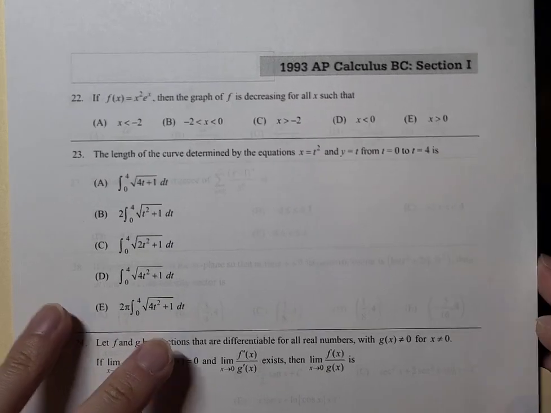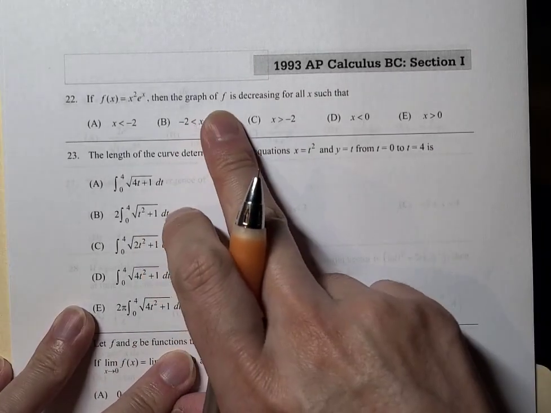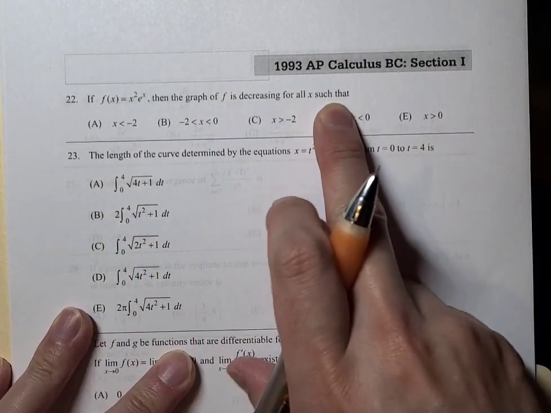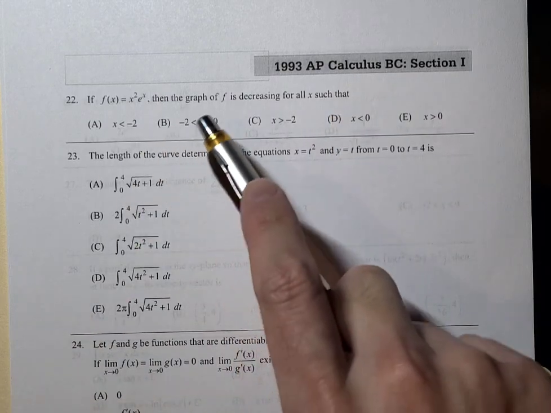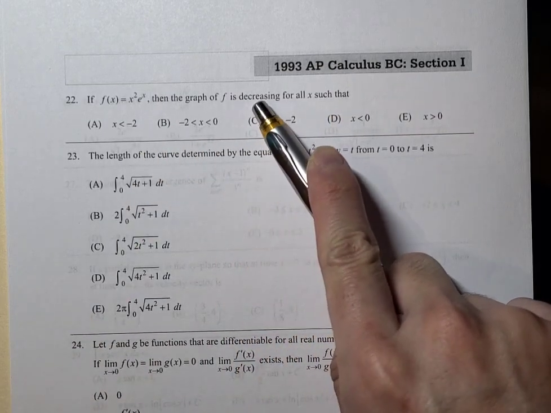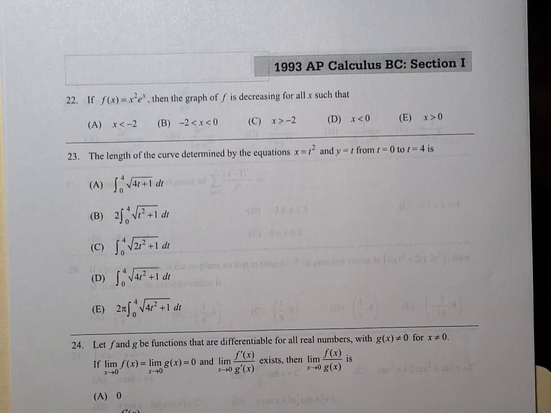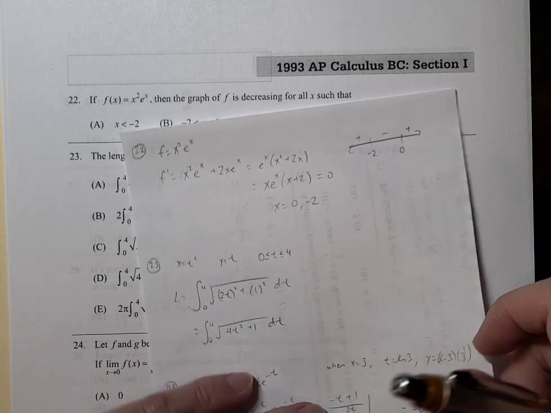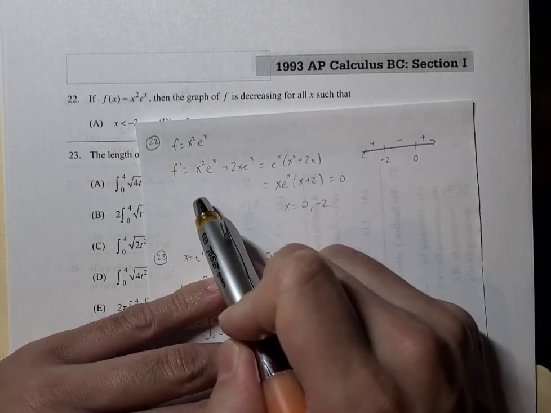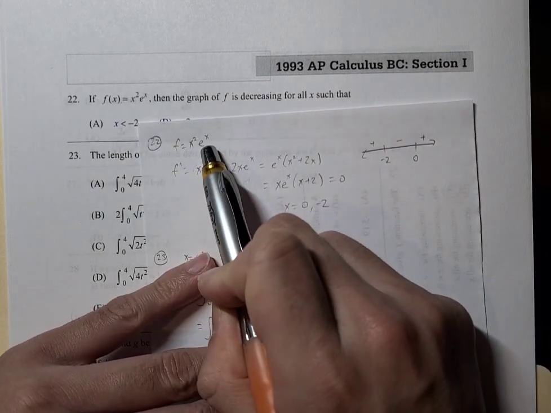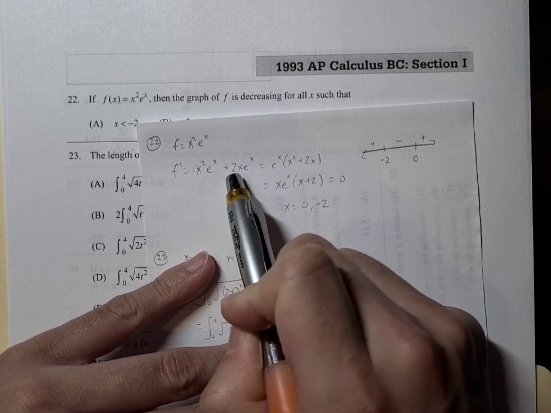F of x is x squared e to the x. Then the graph of f is decreasing for all x such that what? This is asking us when f is decreasing. That probably means we should find the derivative. So what's f prime? I did that over here. F prime, we need product rule. Well, first d second plus second d first. The first d second, derivative of e to the x, is just e to the x.